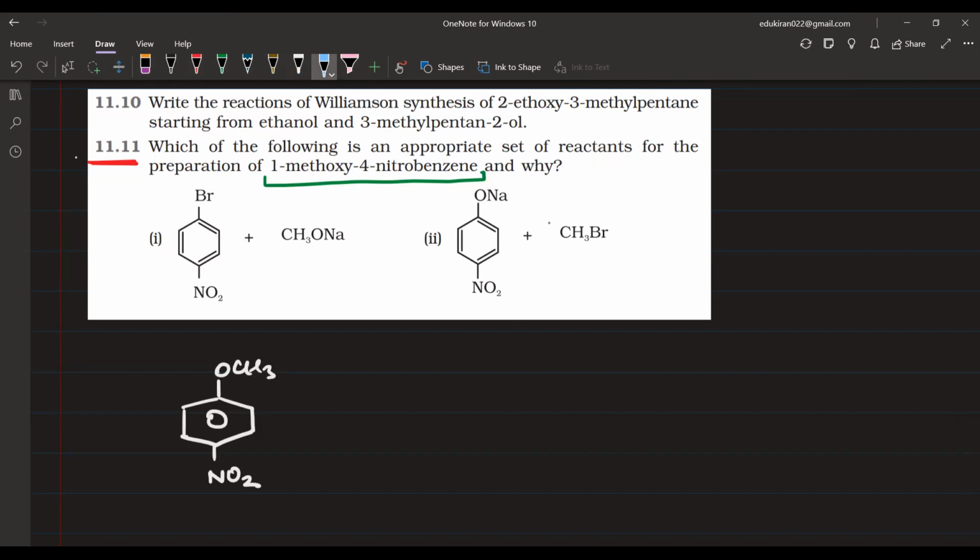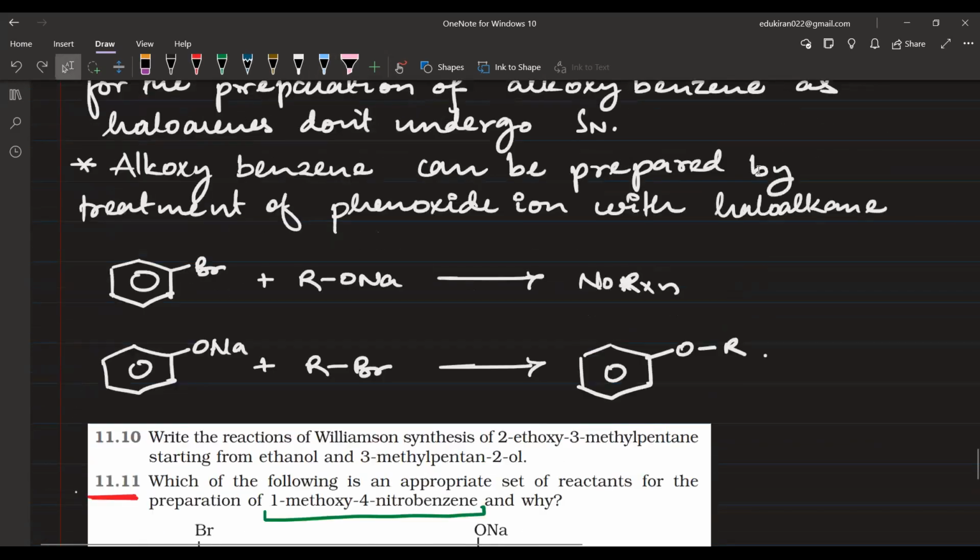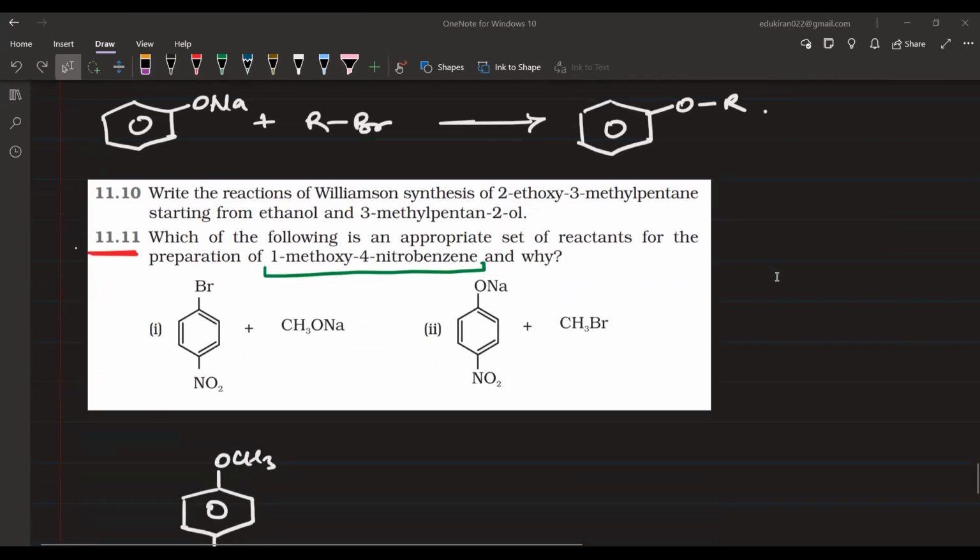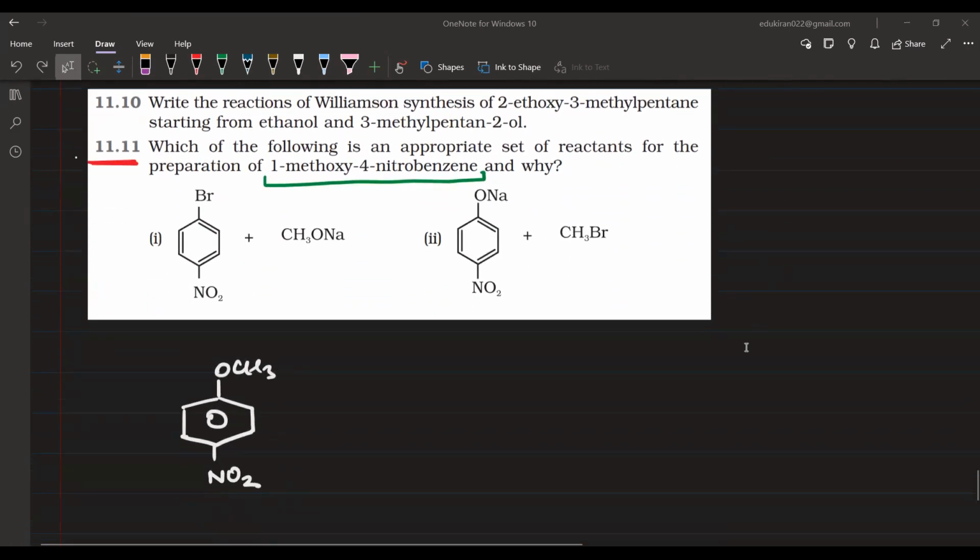We need RBR, that means haloalkane. देखिए one more thing Sahil. Actually use the word haloalkane, because if I am writing RBR, then this R can be anything, right? I may represent it as alkyl group, but it can also be phenyl group, correct? So we should say that we need haloalkane, and also we need benzene group with ONa. So I think the second one is the right one.